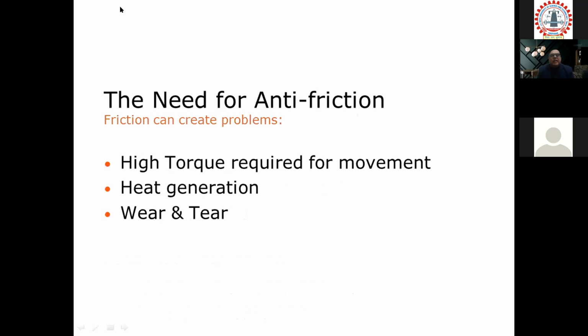So why anti-friction bearings? Because friction must be creating some problems. First and foremost, friction causes very high torque required for movement. Obviously, when you have a high torque, it will create a lot of heat and ultimately result in wear and tear of the parts which are moving against each other.